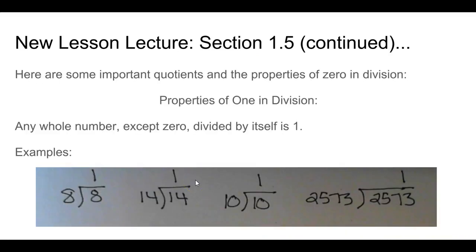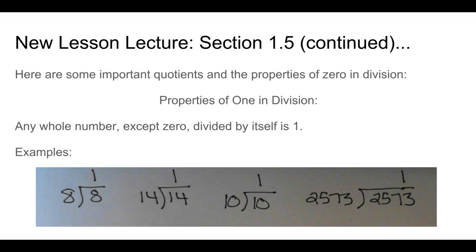Okay, so let's continue. Now, just like there are properties of addition and properties of multiplication, there are also properties of division, and we're going to cover those right now. So here are some of the important quotients and the properties of zero in division. There are actually two properties of 1 in division, and there are two properties of 0 in division. We're going to cover the properties of 1 first.